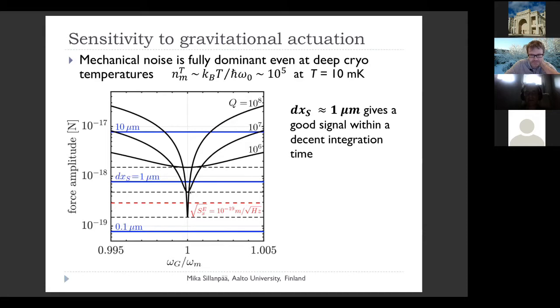Right. So we have to wiggle the source mass at 1 micron only to see the gravity. And if we have Q of 10^8, which may not be realistic, then we can go down, by a longer average, maybe down to 100 nanometers.